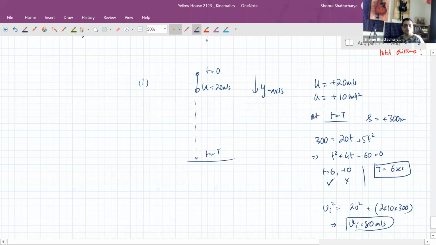Alternatively, there's one more thing you can do. You can solve this thing first, and then you can use the fact that v impact is equal to u plus gt. So from that you can find the time. So 80 is equal to 20 plus 10 into capital T. That way you don't have to solve a quadratic equation. You can solve it this way also.